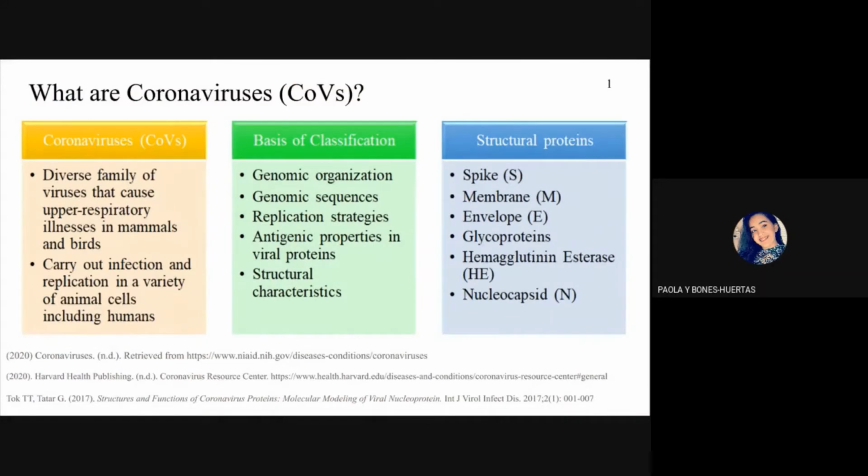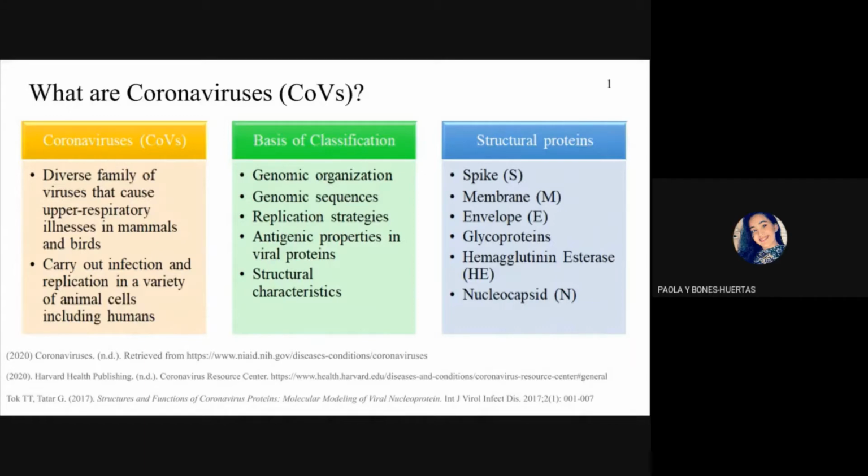I'm Paola Bones, and I will be talking about what coronaviruses are, and I say it in plural because there are many different types of coronaviruses. Starting off, they are a family of viruses in the Nidovirales order, and they cause upper respiratory illnesses as viral pathogens in both mammals and birds. Their name comes from the Latin word for crown, corona, due to their crown-like appearance, which we will be seeing in the next slide.